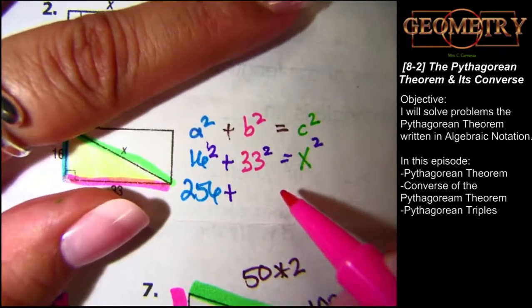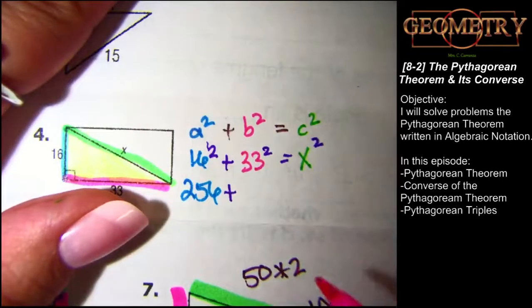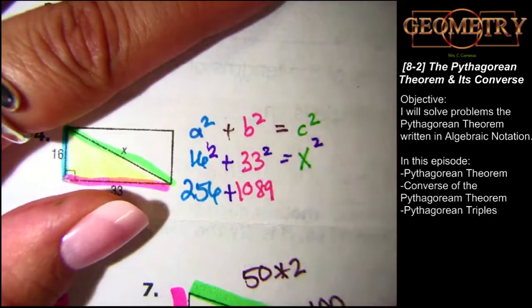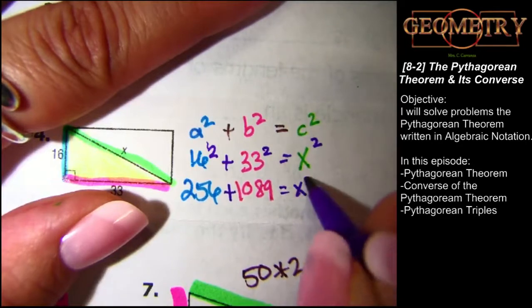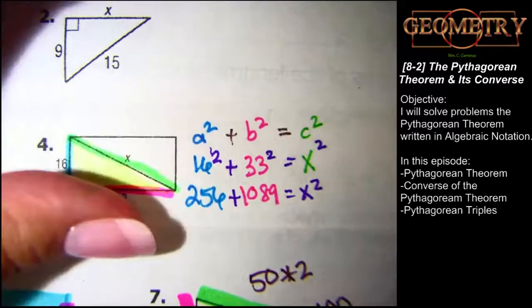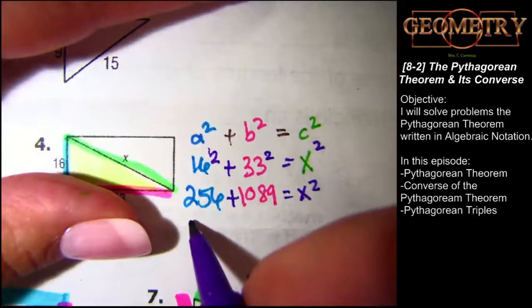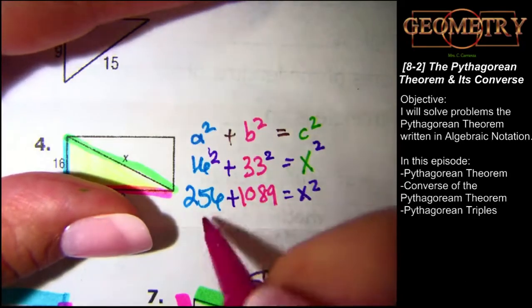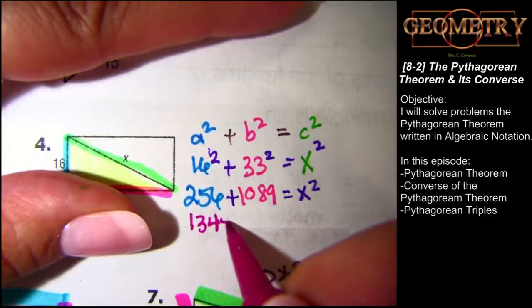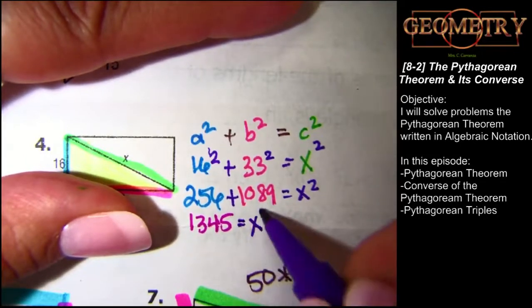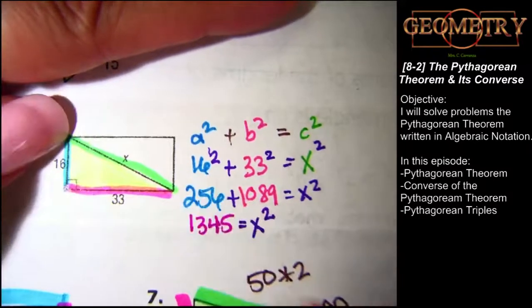33 squared? 1089. All right, and that equals x squared. So I need to add those, 256 plus 1089. That's 1345. And that is the square of x, which is the length of my hypotenuse.